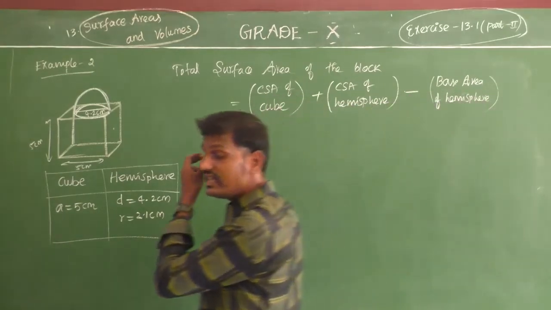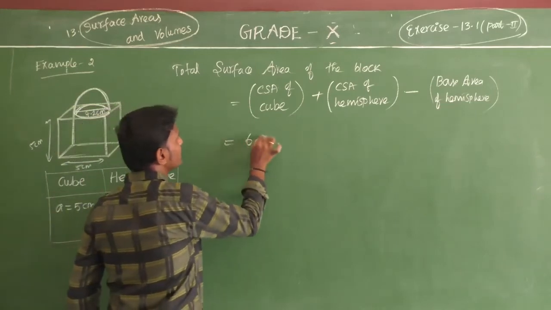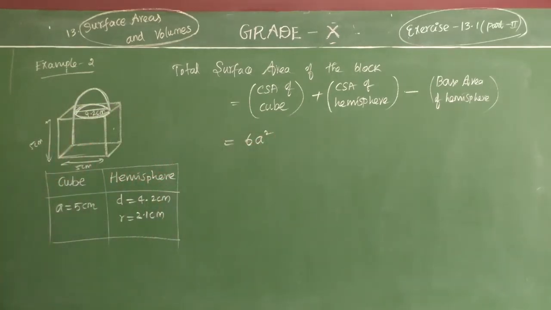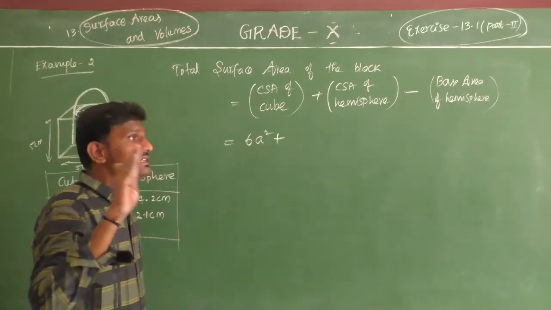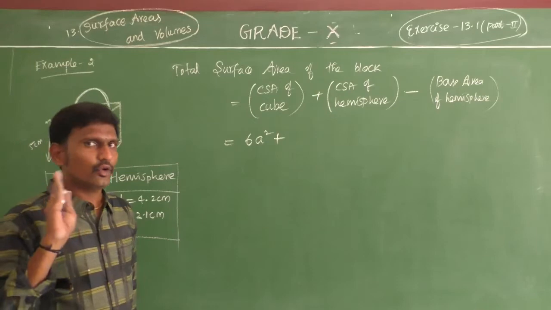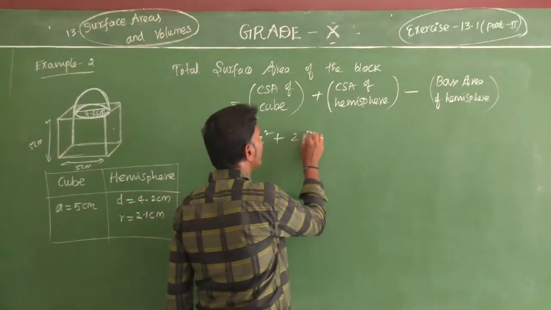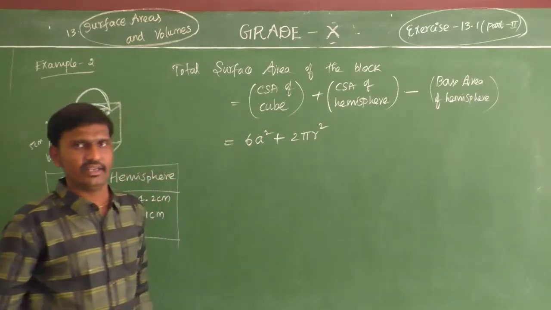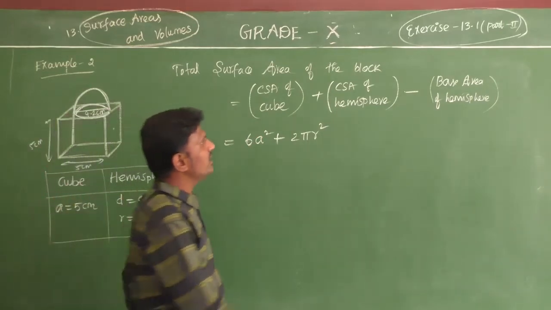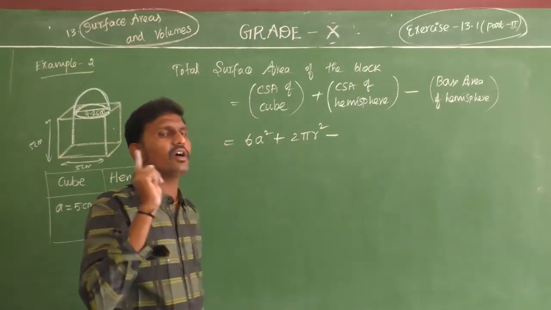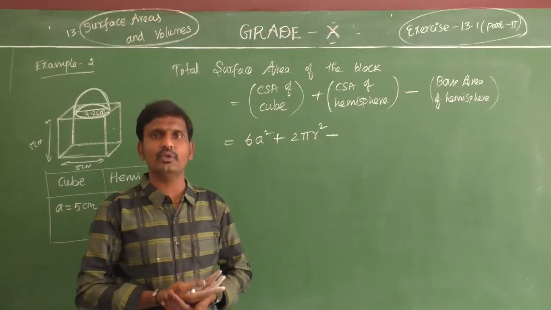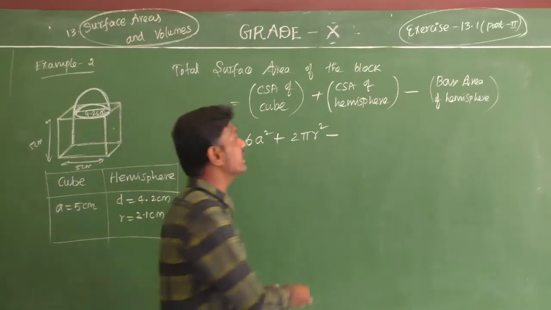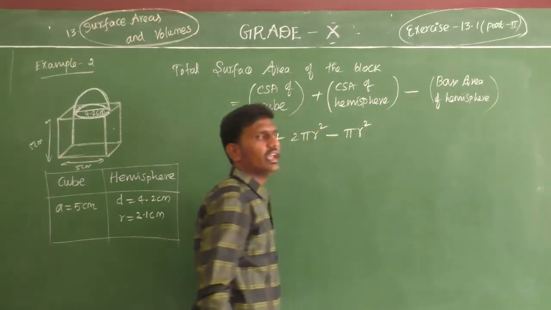Okay. Now you have the CSA of the cube, what formula? 6a square. And the CSA of the hemisphere, what is that? I told you, the CSA of the sphere is 4 pi r square, so the hemisphere means half of that. That is 2 pi r square. Then minus, already I told you, the base area for a cylinder or cone or anything, you have a circular base only. So the area of the circle is what? Pi r square.